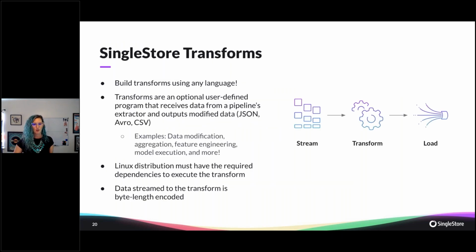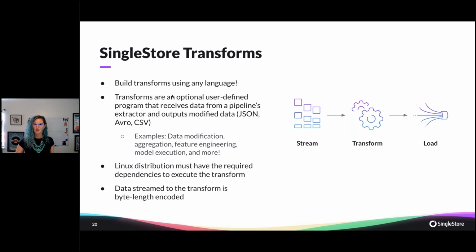Now, something that's really powerful about SingleStore is that it's not just used for ingesting or extracting the data from the data sources, but you can also transform the data as part of the pipeline before it gets loaded into SingleStore. So transforms can essentially be written in any language that can process JSON, Avro, and CSV data. So you can write Python transforms, Java transforms. It doesn't really matter, but essentially you can use the transforms for performing all different types of computations, aggregations, feature engineering, even execute scoring models or call out to APIs. The only limitation is that the Linux distribution must have all the required dependencies in order to execute the transform. Once they're there, the sky is pretty much the limit. You can do whatever you want with those transforms.